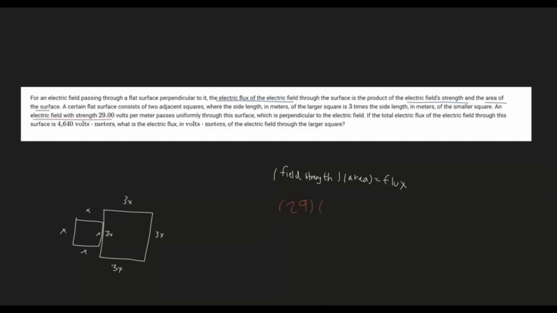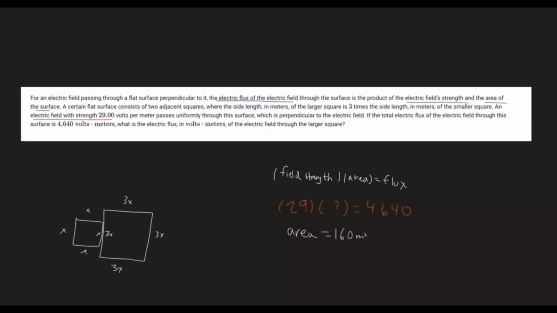Now the thing with the area is we don't know what the area is. But we can solve for the area because they've given us the total flux that affects both the small and large square. So the total flux is 4,640 volts times meters, right? So what we can do here is a simple calculation to find the total area. The area would be 4,640 divided by 29, so the area would be 160 meters squared. So there we have it.